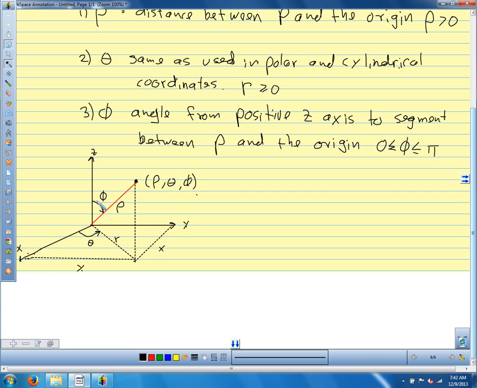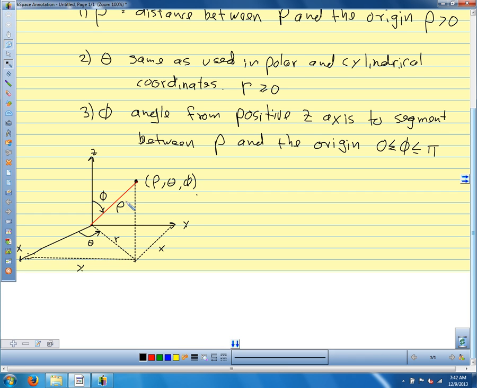Phi is between 0 and pi. So we go from the positive z-axis to the negative z-axis. Theta can vary between 0 and 2 pi. We can go all the way around here. r is always positive, and rho is always positive.